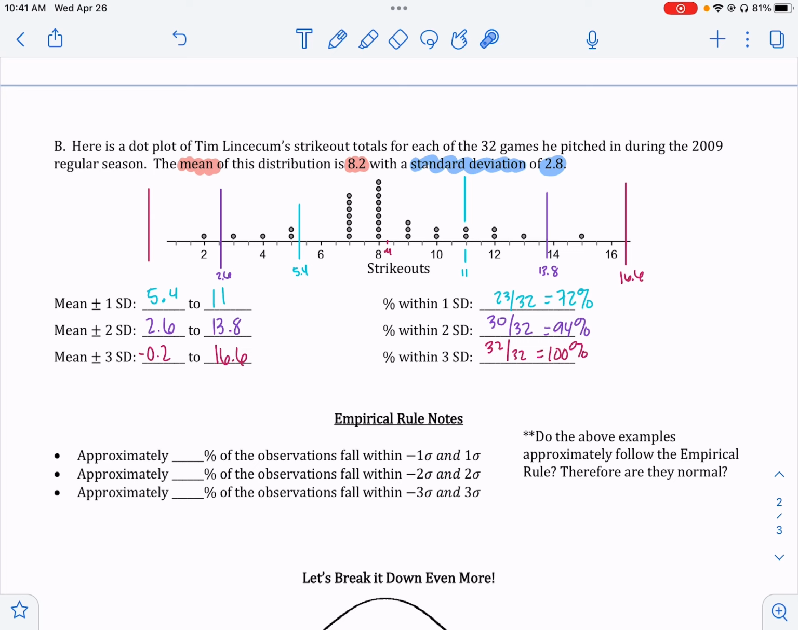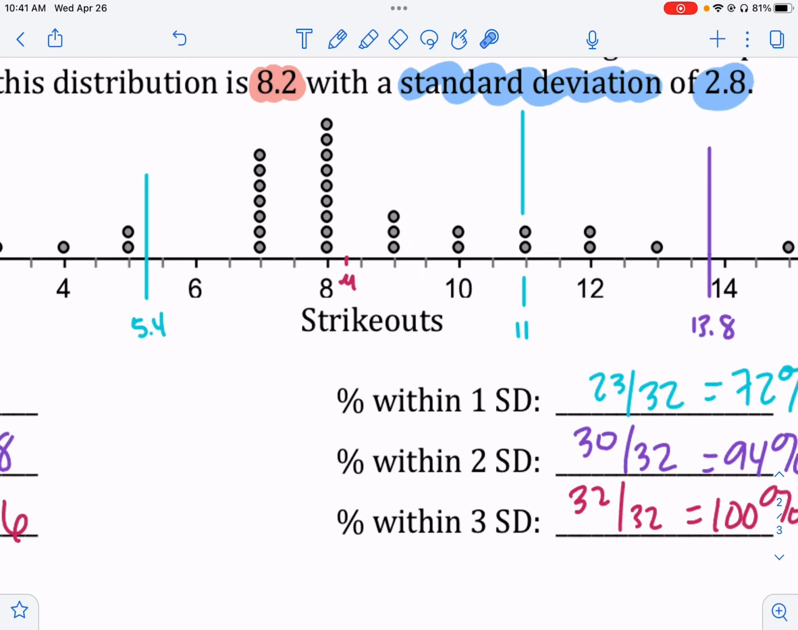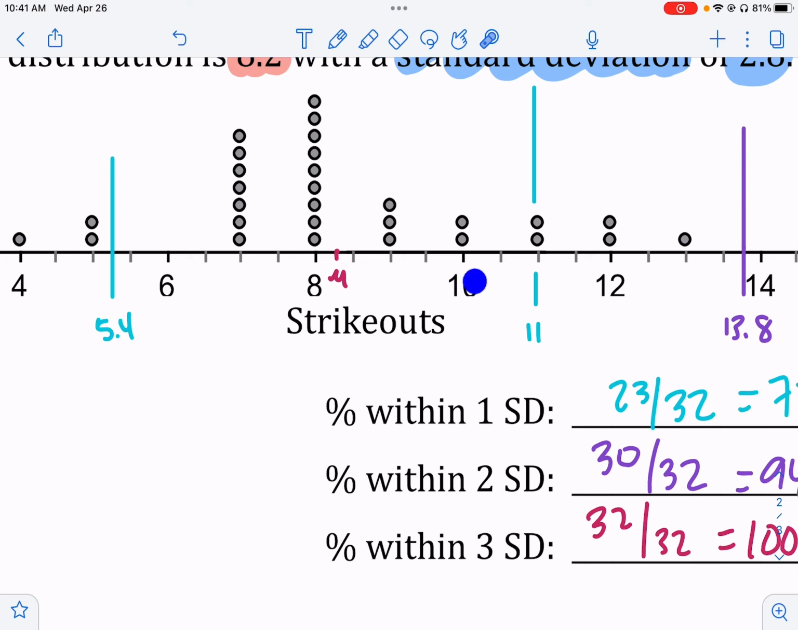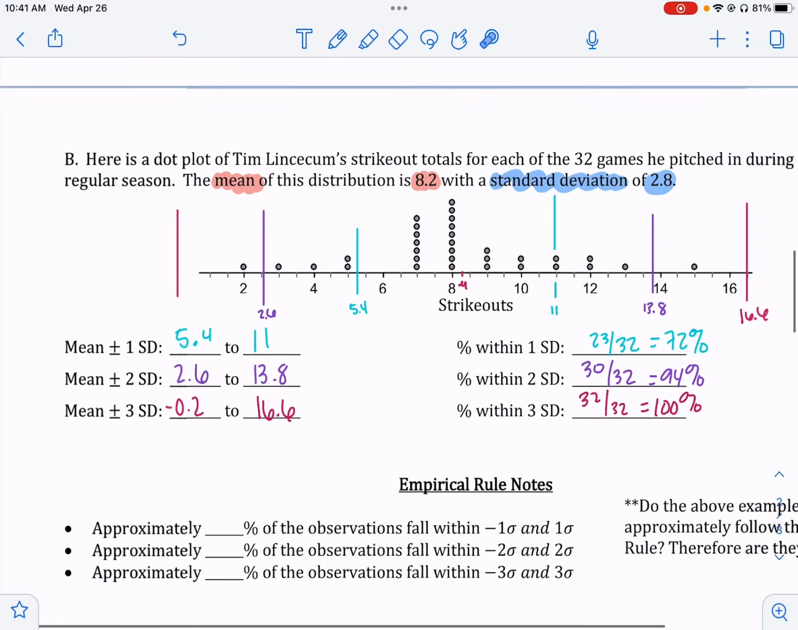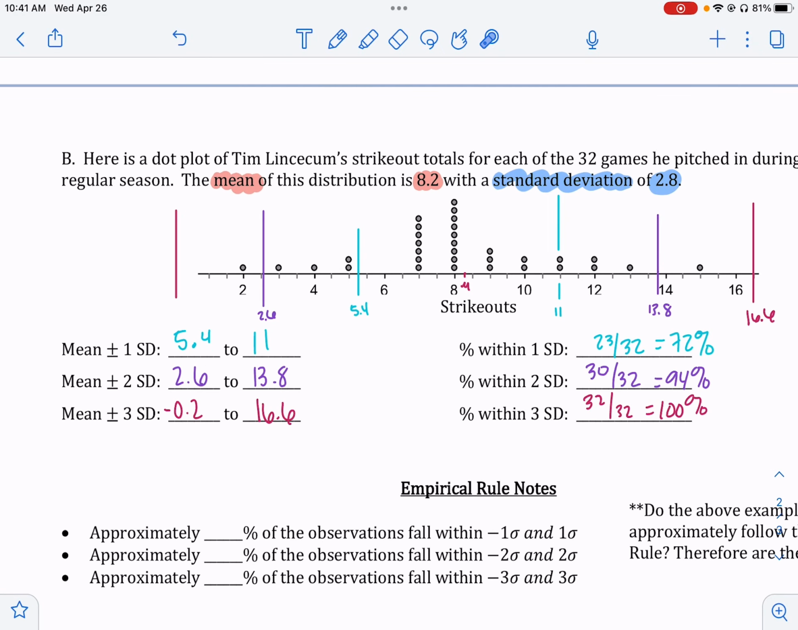So the very first thing I did is I identified that mean. I plotted it right here. That's approximately 8.2. Notice for each of these, I go from 8 to 10. So this means this middle guy is a 9. Each chunk is half. So 8.5, 9, 9.5, 10, 10.5, 11, etc. In order to find my cutoffs, I took that 8.2 and I either added or subtracted 2.8. So that gave me my first chunk, which was 5.4 to 11.